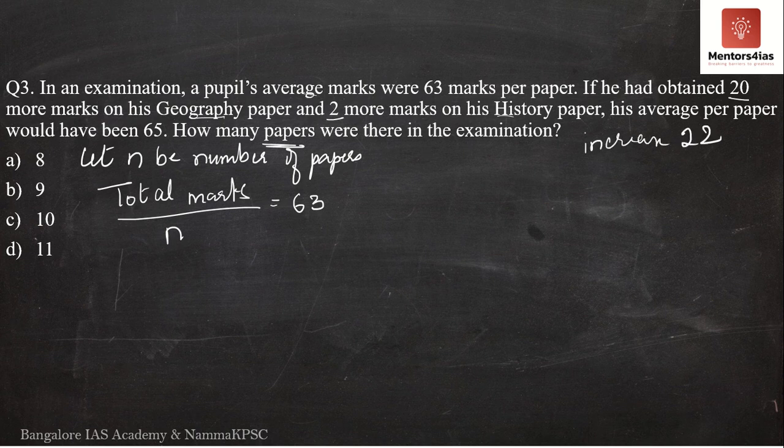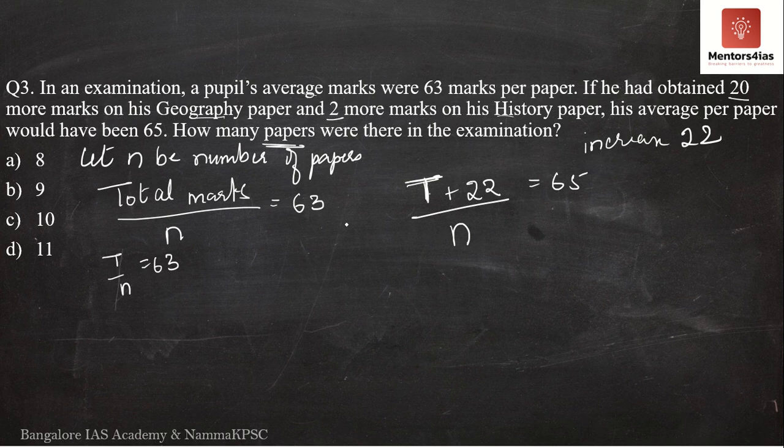20 plus 2. So if the average has to be 65, I'm going to represent total marks as T. Here we know that T by N is equal to 63. So in the second case, if the total marks increases by 22, then if we divide this by N, the total number of subjects, what do we get? We'll get average as 65. What do we need to find out?